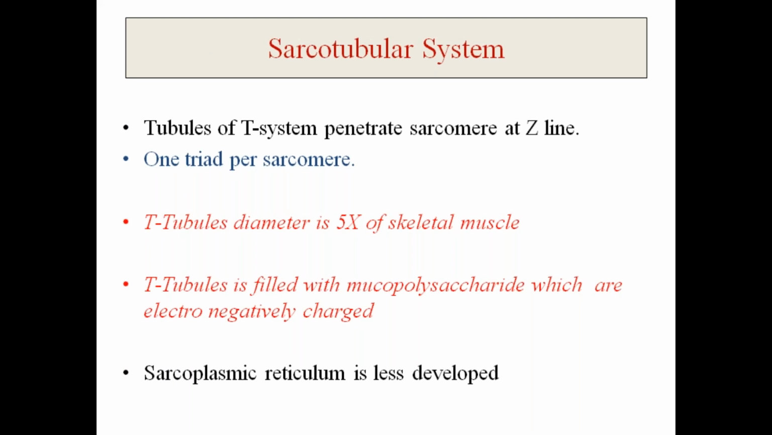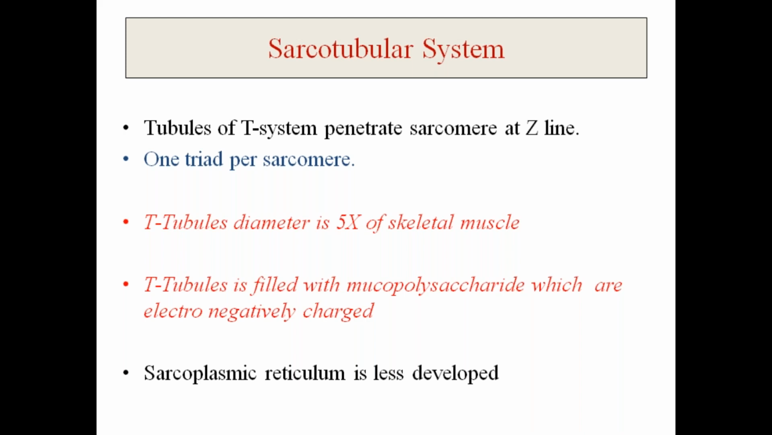Now we all know that the function of sarcotubular system in skeletal muscle was that they carry the wave of depolarization to the inside of the muscle fiber, plus they cause release of calcium, which is required for contraction, from terminal cisternae of sarcoplasmic reticulum. And if you see the sarcotubular system of cardiac muscle, there is some difference.